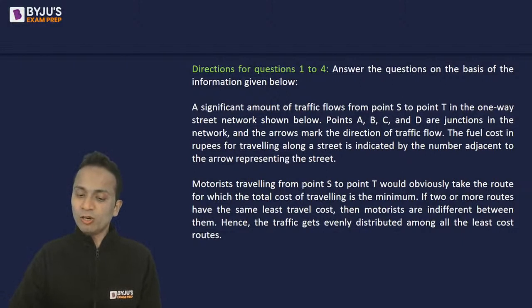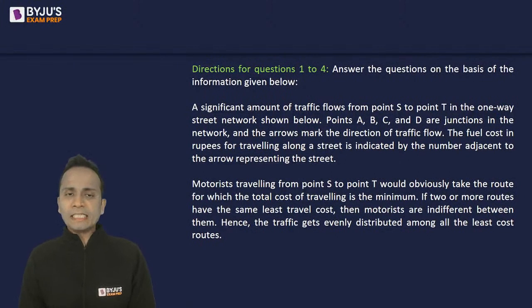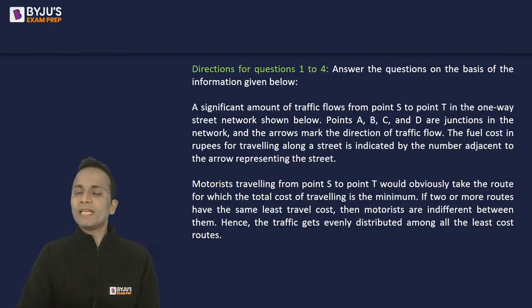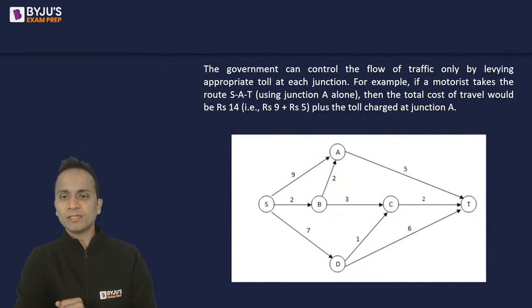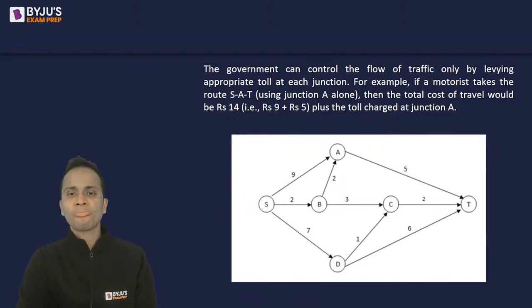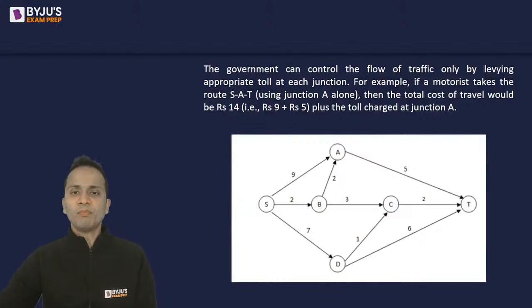All right, so quickly, all of you start solving this one. Now, the direction says that a significant amount of traffic flows from point S to point T in the one-way street network shown below. So I'll quickly show you the chart. This is the network chart that is given to us. Now points A, B, C and D are junctions in the network. So as you can see, points A, B, C and D.